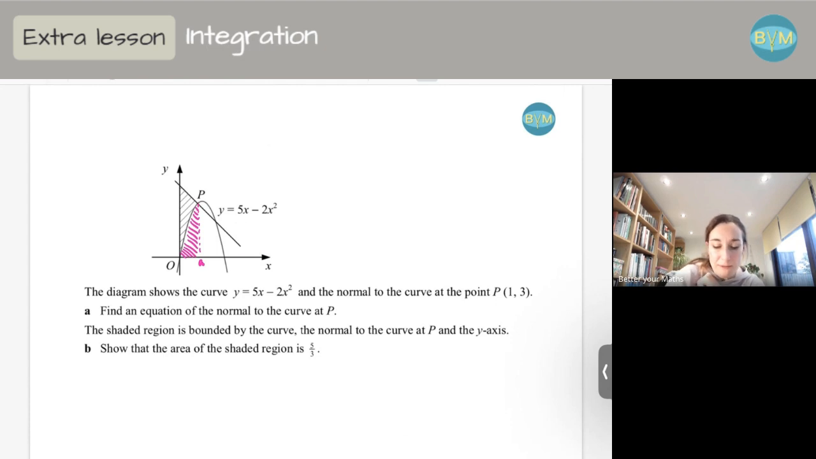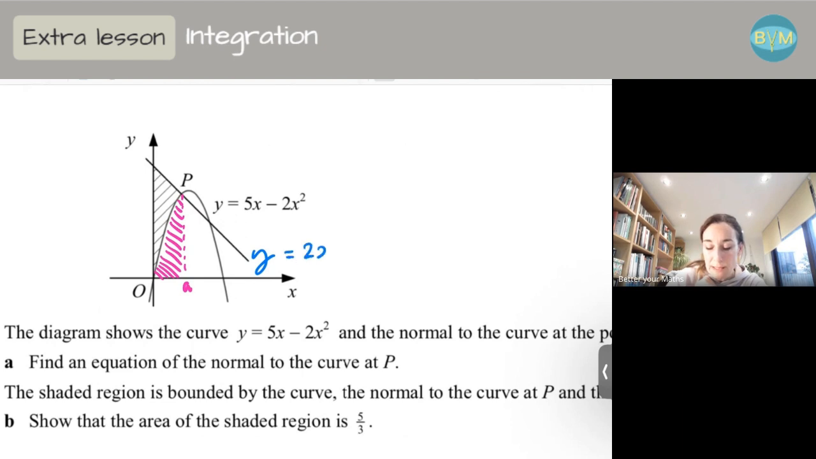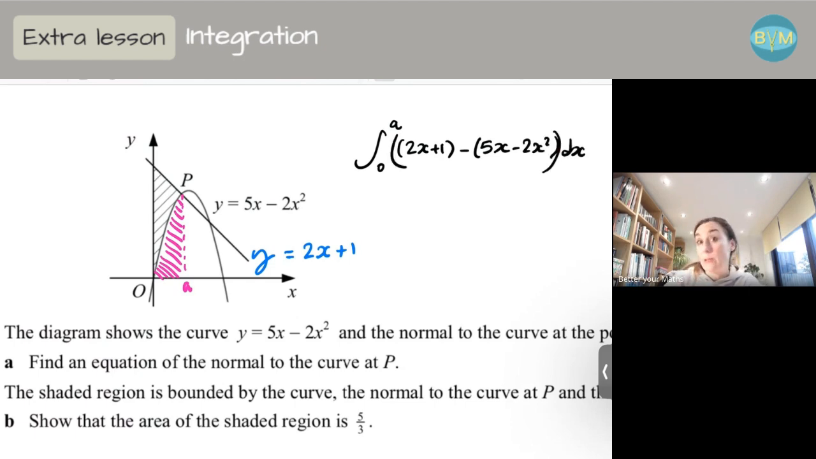So if you have the equation of this line, let's say this, I'm just making it up. y is 2x plus 1. What I can do is integrate between 0 and a, the graph that is above, which is my line, so 2x plus 1, minus the line that is below, which is my quadratic, minus 5x minus 2x squared, dx. Yeah, I can do that way because I don't have anything negative, so this will work. If not, what you can do is the trapezium minus the integral.